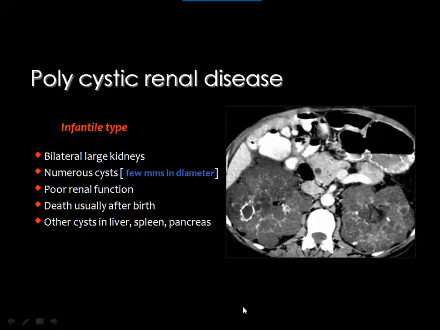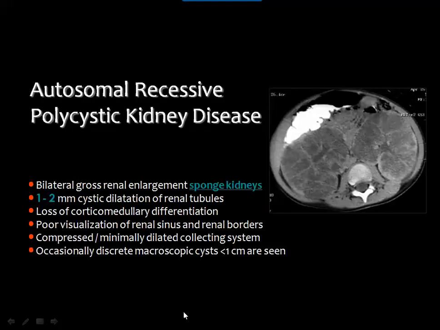The imaging findings are: the kidneys are very large. The kidneys are replaced by many small cysts ranging in a few millimeters in diameter. The renal function is poor, and this usually occurs after birth. In both cystic renal diseases, the infantile type and the adult type, other cysts are usually located in the liver, in the spleen, and sometimes in the pancreas.